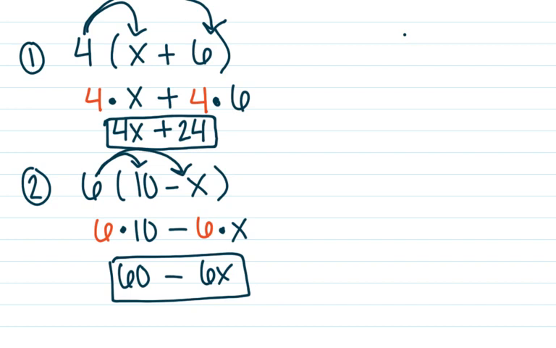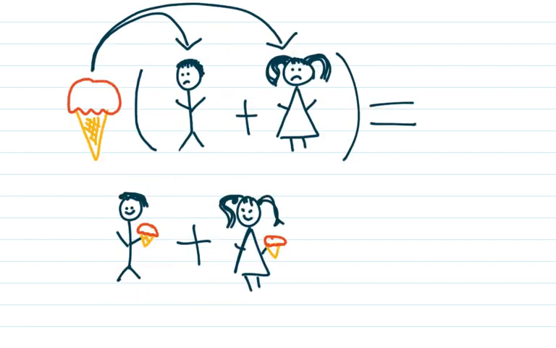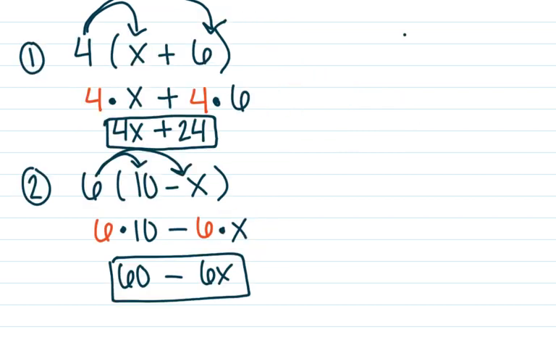So again, distributing is multiplying. And notice that on this problem, both the girl and the boy got ice cream. It wasn't just the boy and then the girl didn't get any. The boy and the girl got ice cream. So notice here, both numbers get multiplied by that outside number. Both numbers got multiplied by 6: 6 times 10, 6 times x. Okay, don't leave a number out.